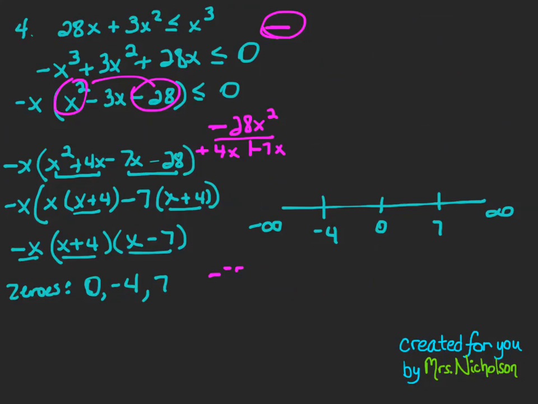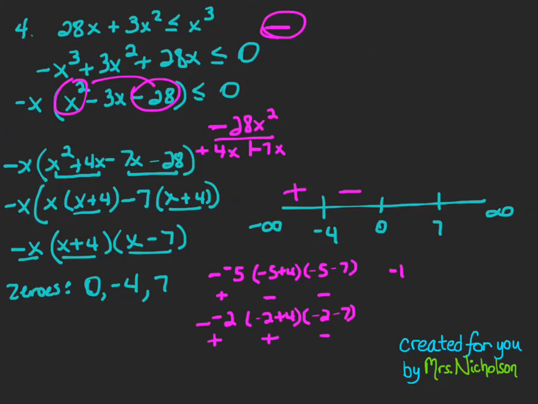In the first interval, I'm going to choose negative 5. If I substitute that in, I would have negative negative 5, which would be positive, times negative 5 plus 4, which is negative, and negative 5 minus 7, which is also negative. So positive, negative, negative means that interval would be positive. In the next interval, I'm going to choose negative 2. So I would have negative negative 2, which would be positive. Negative 2 plus 4 will also be positive. And negative 2 minus 7 will be negative. So positive, positive, negative, that gives me a negative. In my next interval, I will choose positive 1, which gives me minus 1, which will be negative, times 1 plus 4, which would be positive, and 1 minus 7 will be negative. And a negative times a negative is a positive.